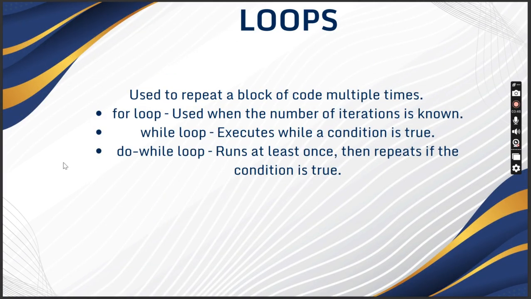Okay, next we go through loops. Loops are used to repeat a block of code multiple times. There are three types of loops: the for loop, the while loop, and the do while loop. The for loop is used when the number of iterations is known. It consists of initialization, condition and increment. If we know the number of iterations, then the for loop is used.